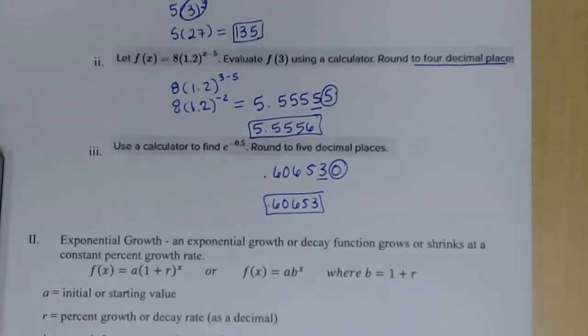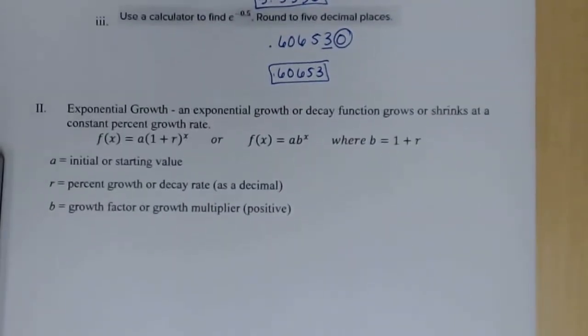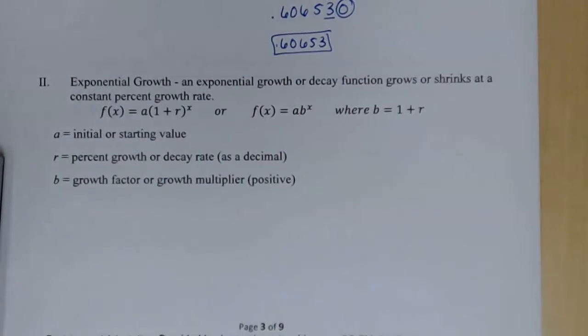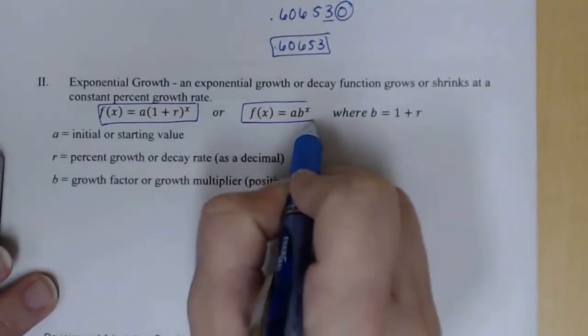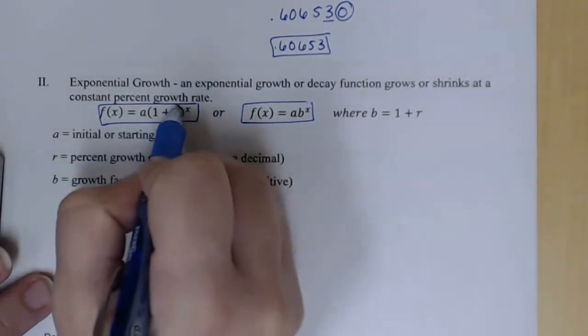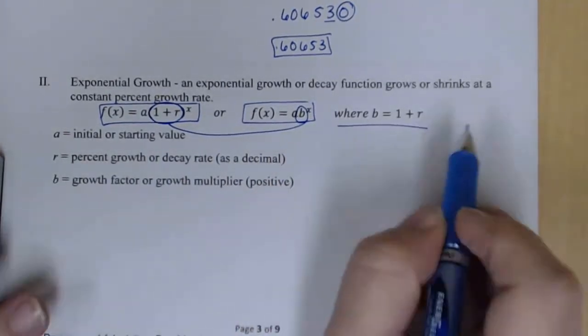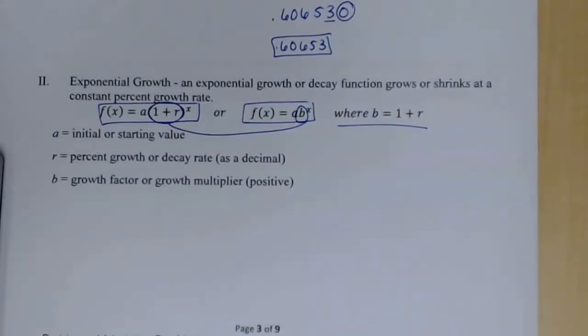So now that we are getting our feet wet with exponentials and we can talk about how to enter them in the calculator, let's see the application and work with that a little bit. So in part 2, we're going to be looking at exponential growth. An exponential growth or decay function grows or shrinks at a constant percent growth rate, and it may be modeled either with this function here or this function here. Although they look different, all they are doing is making their b into that 1 plus r. And so it just depends on what we're doing with it, on which one we want to use.